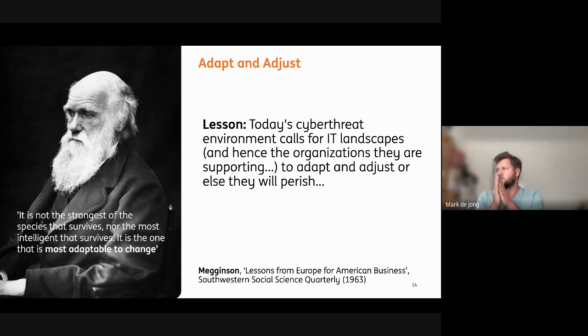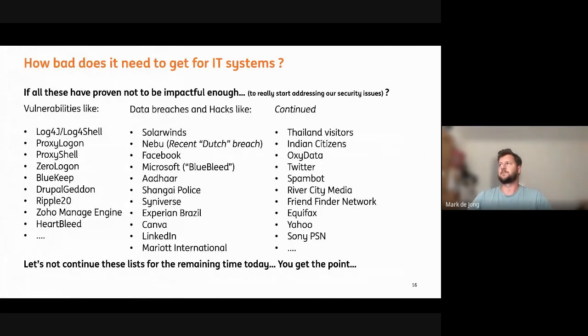And this observation was obviously based on Darwin's Origin of Species, but the lesson is that today's cyber threat environment calls for IT landscapes that adapt and adjust quickly, or else they will just cease to exist. And how bad does it get for IT systems? These might not have proven impactful enough, but we should really start addressing our security issues.